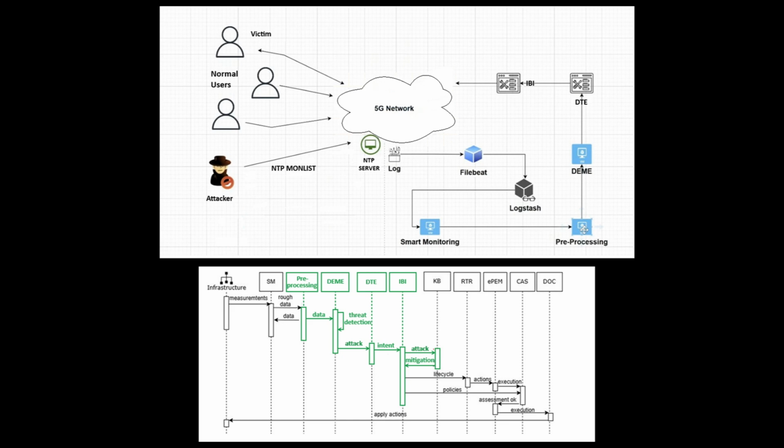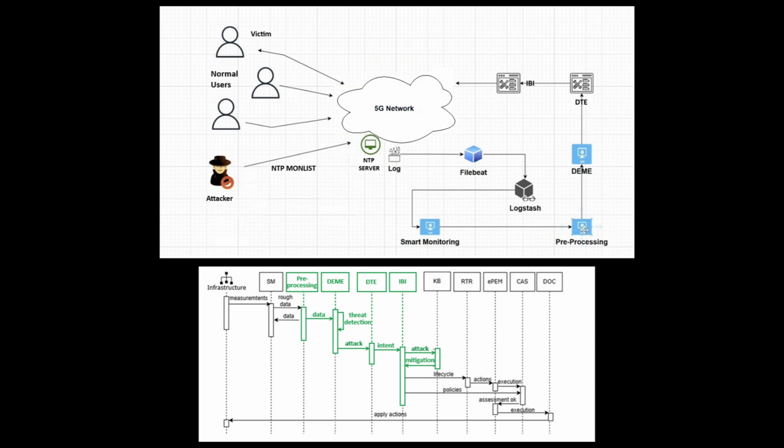This video demonstrates the capability of DEMI, one of the HORSE platform components, to quickly detect a DDoS attack so as to prevent NTP amplification. In the testbed shown in this image, we have a 5G network with an NTP server component. There is the attacker and the victim.